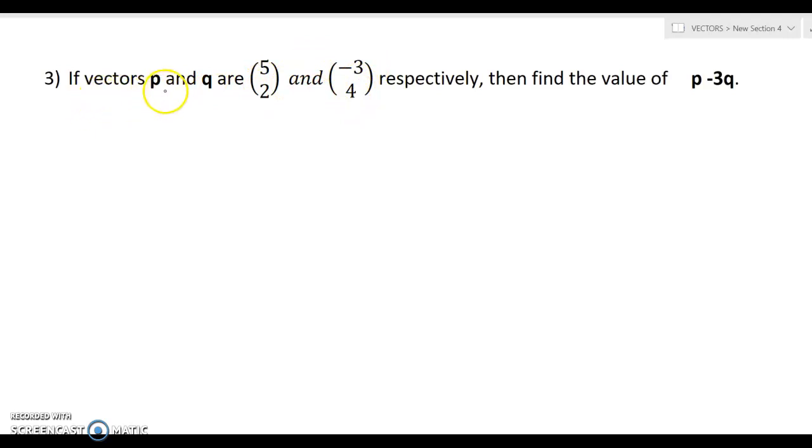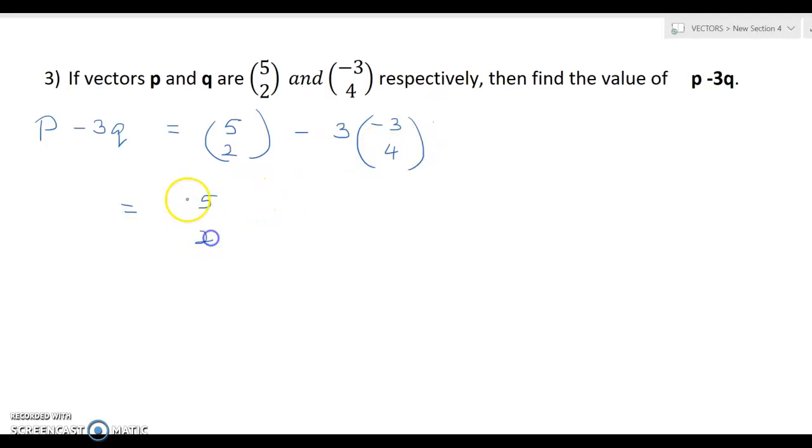So if vectors P and Q are (5, 2) and (-3, 4) respectively, then find the value of P take away 3Q. Now, firstly, P is (5, 2), and then take away 3Q. So 3Q will be 3 times whatever Q is, which is (-3, 4). So let's simplify that 3Q first.